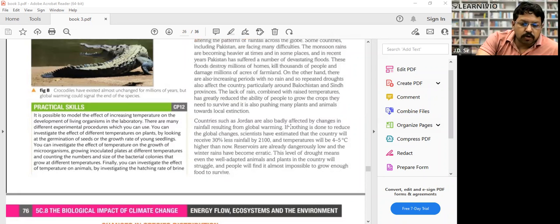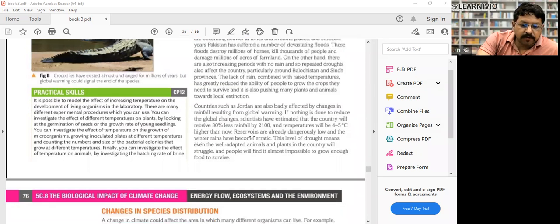Countries such as Jordan are also badly affected by the changes in the rainfall resulting from global warming. If nothing is done to reduce global changes, scientists have estimated that the country will receive 30% less rainfall by 2100, meaning the 21st century. And the temperature will be 4 to 5 degrees centigrade higher than now.